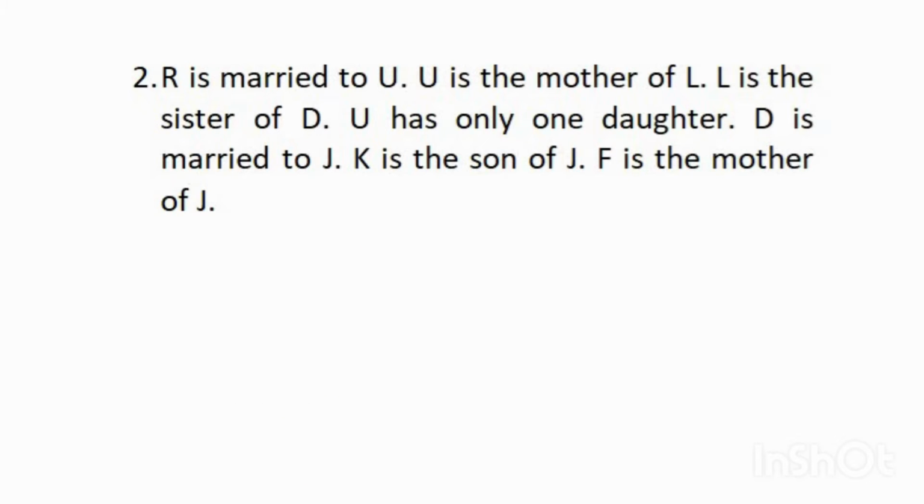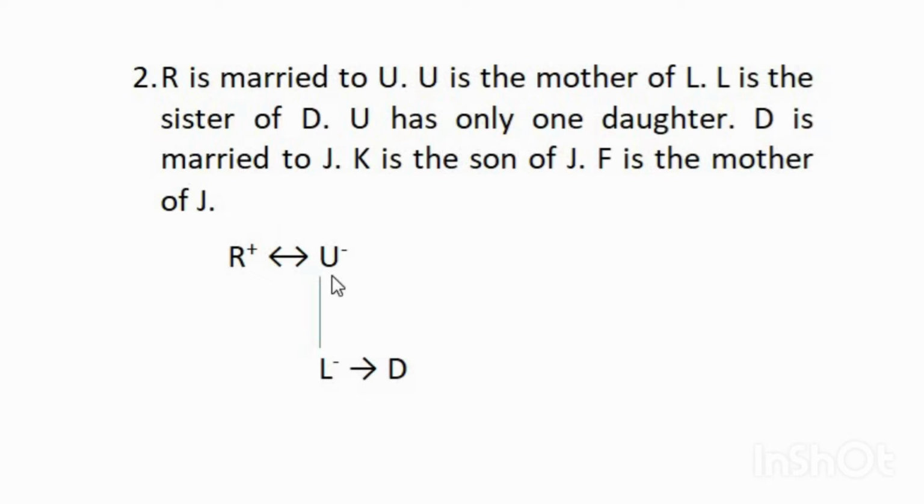In the second question, R is married to U. It is represented like this. U is the mother of L, that means U is the wife of R, and R is male, that is R is the husband of U, and R and U have a child L. Now it is given that L is the sister of D. So it is represented like this.